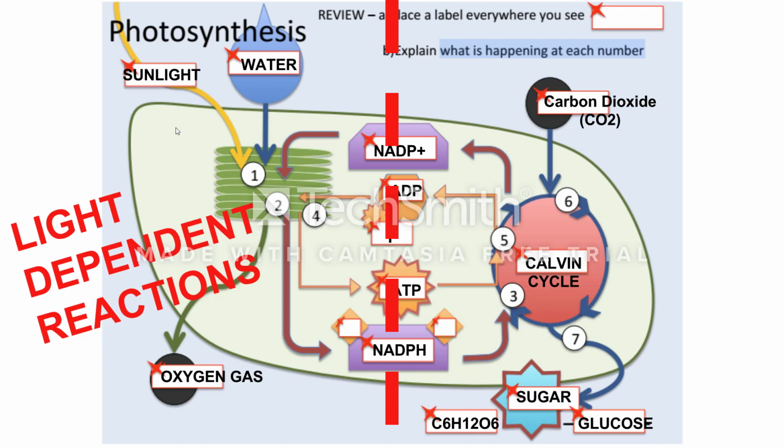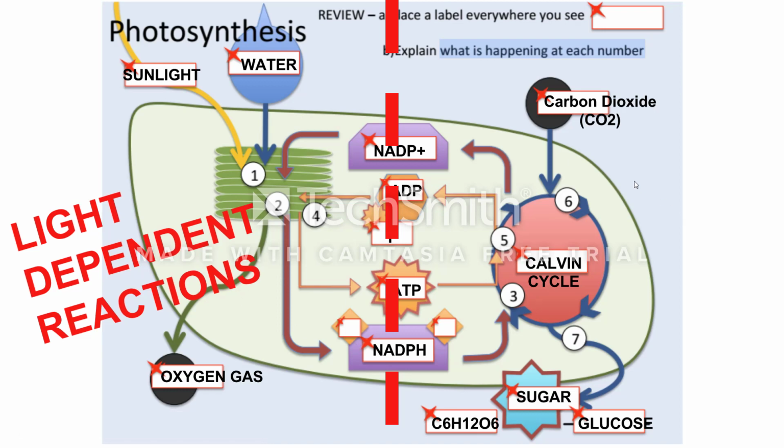So our reactants for the light-dependent reactions are anything going in, or any ingredients that we're putting in. So any arrows that you see pointing into the thylakoid represent a reactant. So sunlight, water, NADP+, and ADP. The products, again, are what we're making at the end of our chemical reaction. And so for light-dependent reactions, we're making oxygen gas, we're making NADPH, and we're making ATP. So all of those arrows going out.